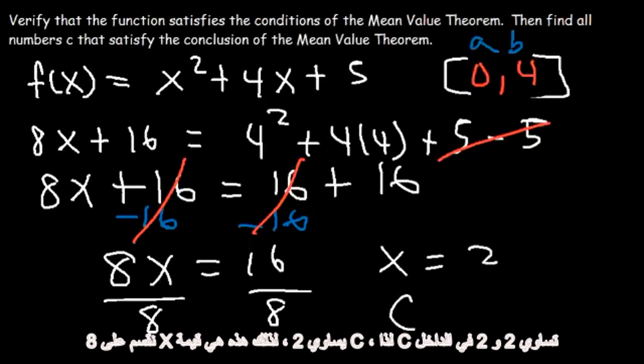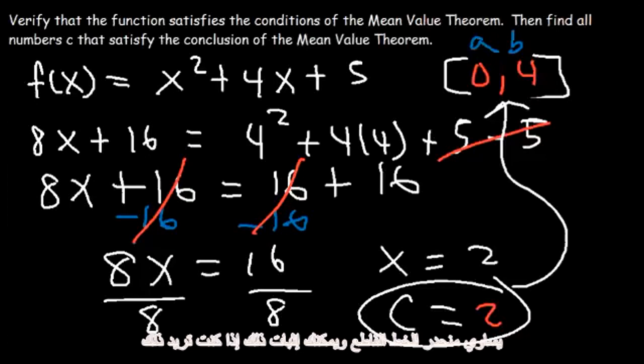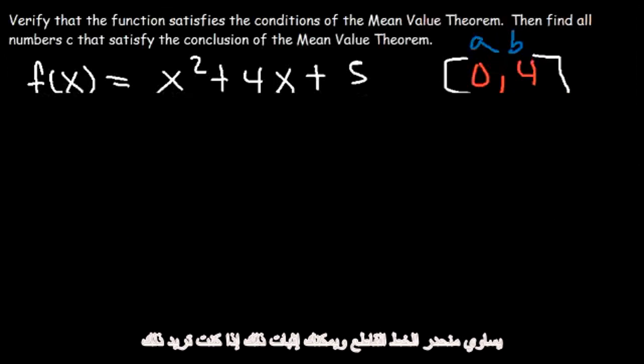So this is the c value. So c is equal to 2, and 2 is within the interval. It's between 0 and 4. So at c equals 2, the slope of the tangent line is equal to the slope of the secant line. And you can prove it if you want to.